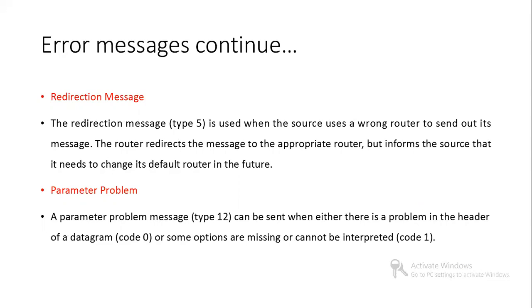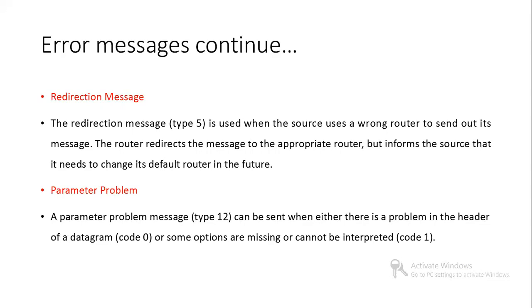The third type is the redirection message. The redirection message, that is type 5, is used when the source uses a wrong router to send out its message. The router redirects the message to the appropriate router but informs the source that it needs to change its default router in the future. The IP address of the default router is sent in the message. This is the redirection message.